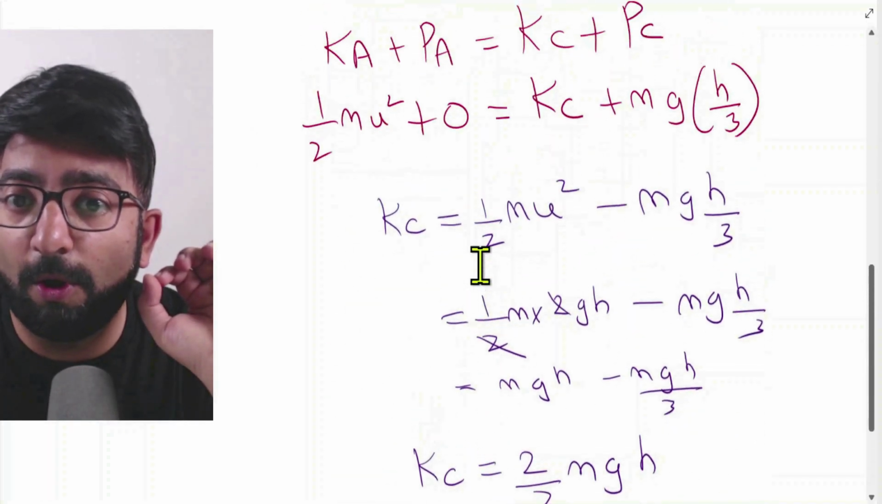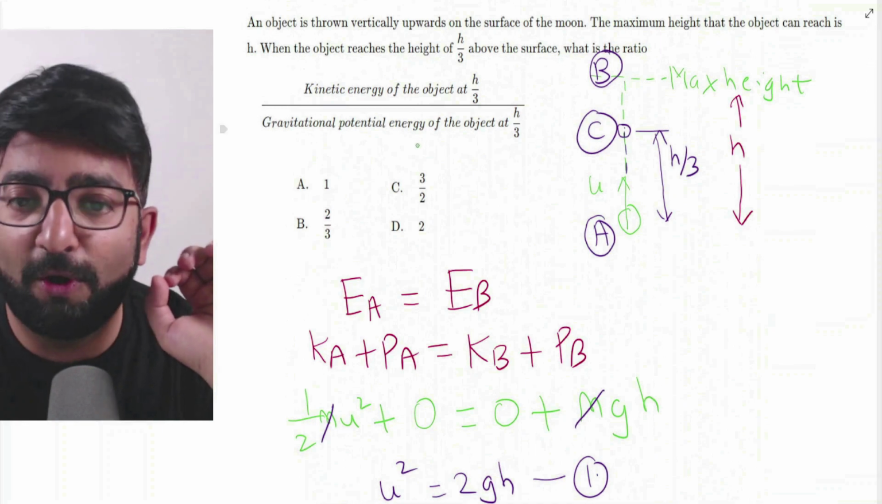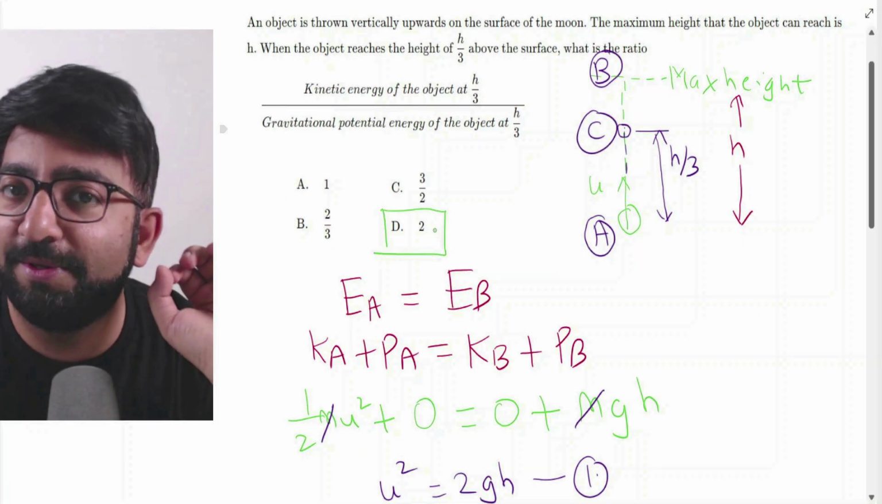Now, if we go back to the options, 2 exists in option D, and that is the answer to this question.